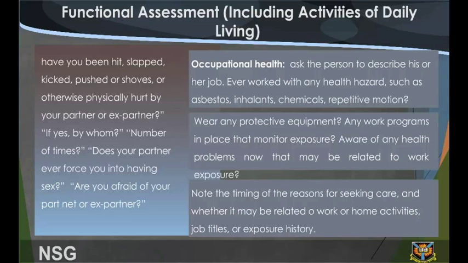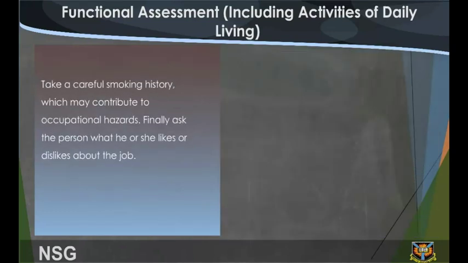Note the timing of the reasons for seeking care and whether it may be related to work or home activities, job titles, or exposure history. Take a careful smoking history, which may contribute to occupational hazards. Finally, ask the person what he or she likes or dislikes about the job.